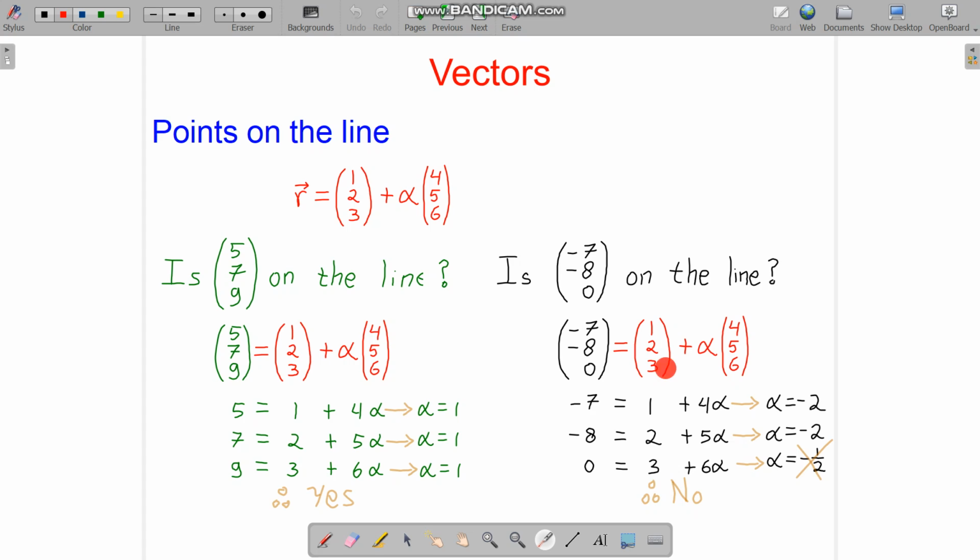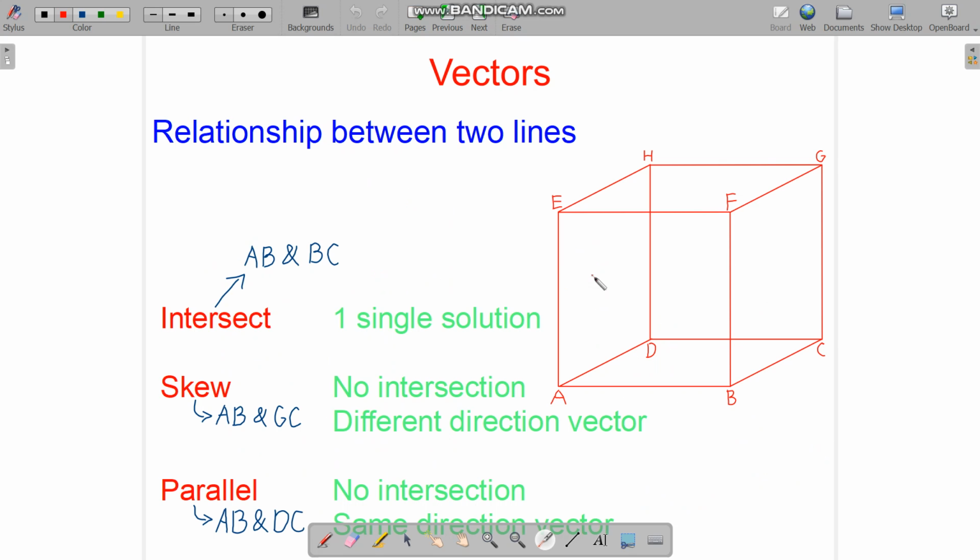And for this point, well, if you do the same thing, for alpha you get -2, now -1/2. So we have one inconsistency here. So no, the point here is not on the line.